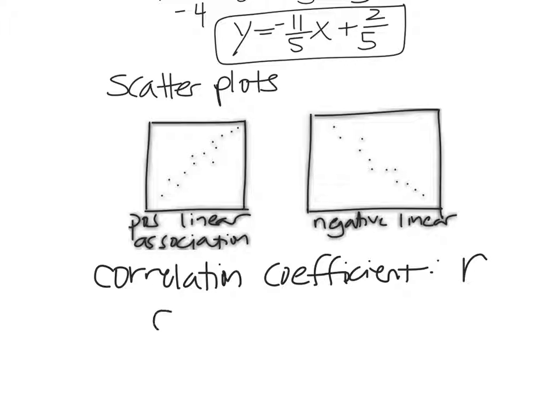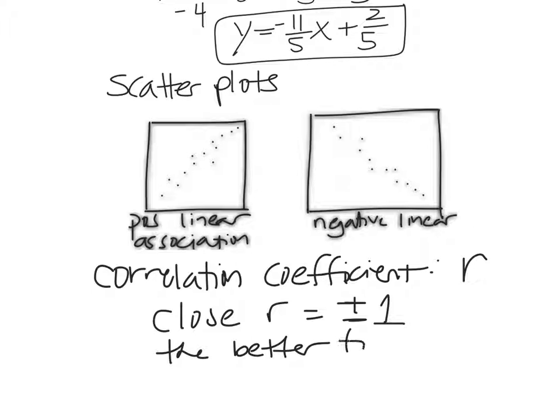Now, the closer that R is to plus or minus 1, so positive 1 for a positive linear association, negative 1 for a negative linear association, the closer R is to plus or minus 1, the better fit the line is. The better fit of line.